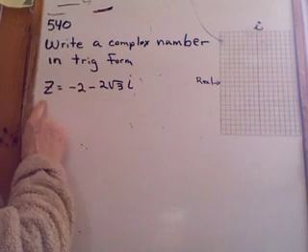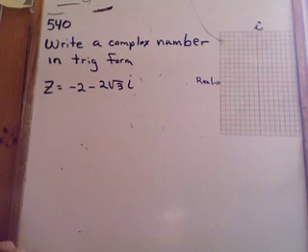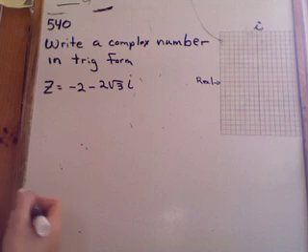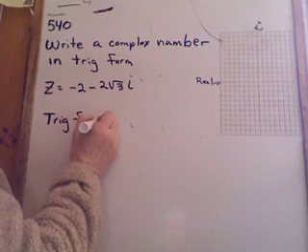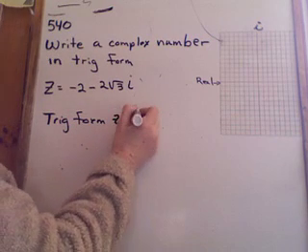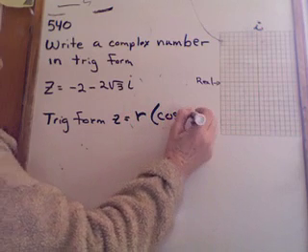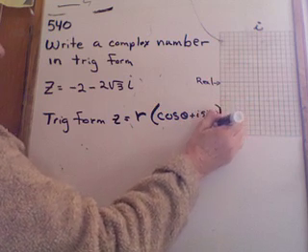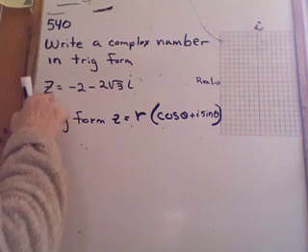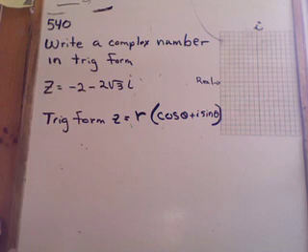All right, here's a complex number, z equals negative 2 minus 2 root 3i. To write that in trig form, first of all, you have to know what trig form is. So trig form looks like this: z equals r times cosine of some theta plus i sine of some theta. So how do I go from complex form to trig form?